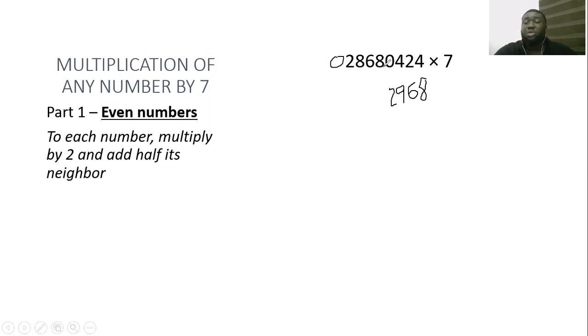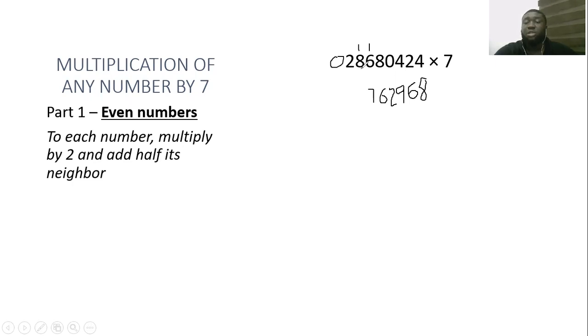8 multiplied by 2 is 16. 16 plus 0, we have 16. So we write 6, and then we carry 1. 6 multiplied by 2 is 12. 12 plus half of 8, okay? So 12 plus 4 is 16, plus 1 we have 17. Write 7, carry 1.